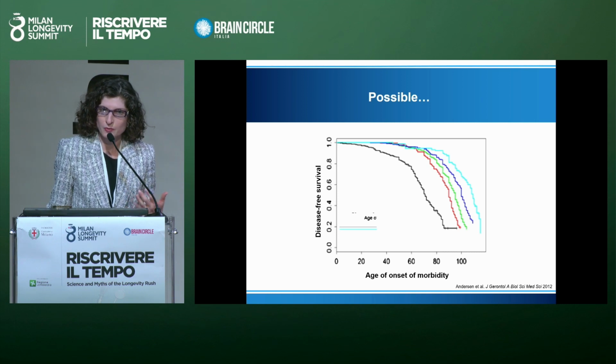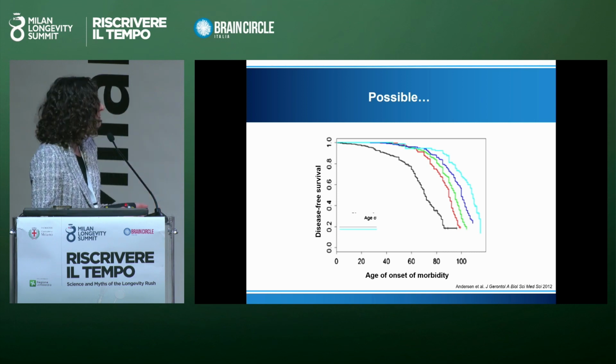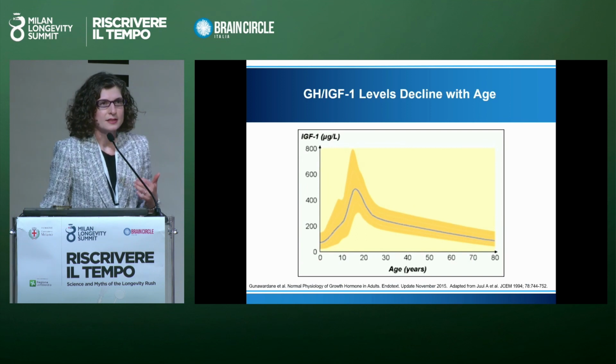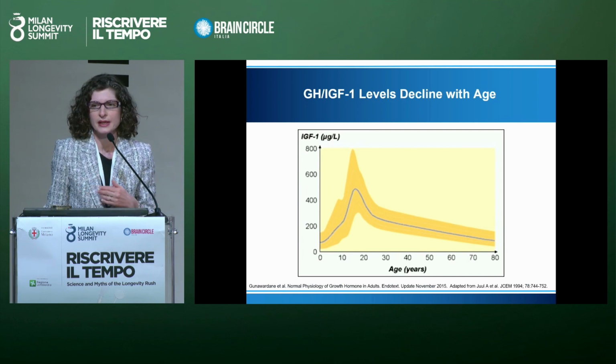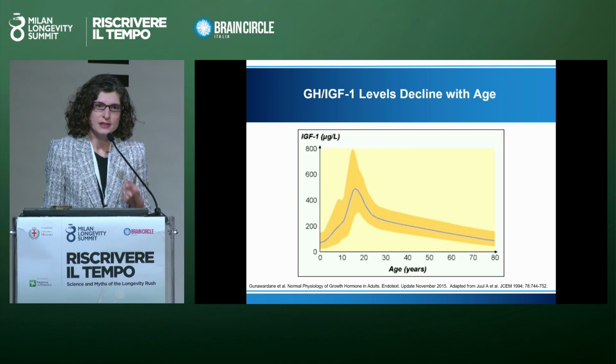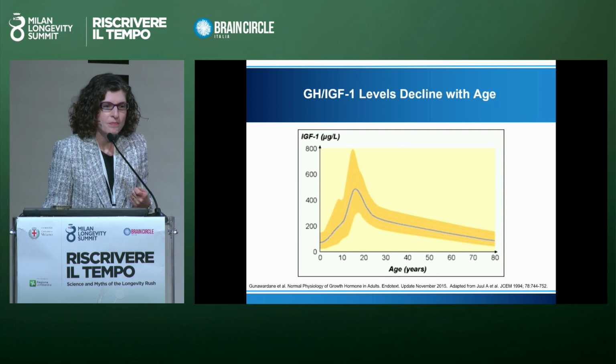So the question is, how do we get there? What we study, like a lot of other groups around the world and here in Italy, is these unique individuals who are age 100 or older and healthy, in order to understand how they got there. What is it about them that allows them to live not only long but healthy lives?